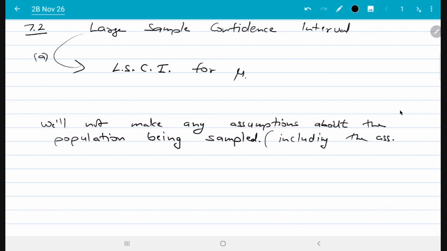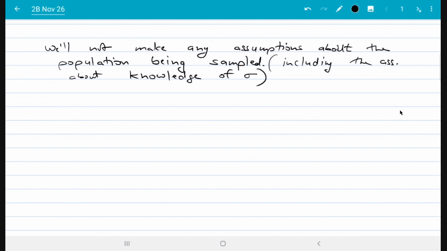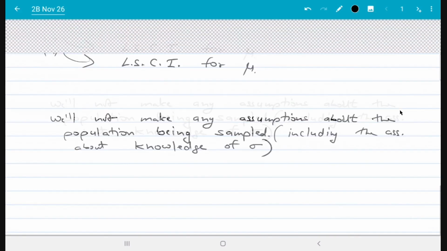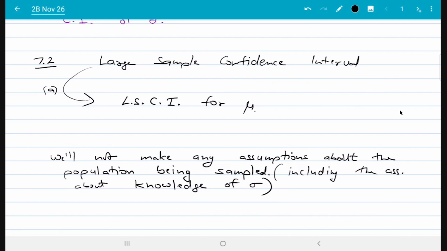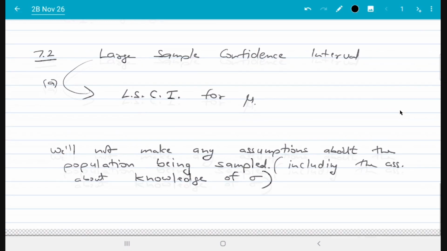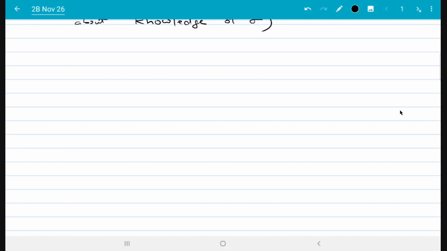Including the assumption about knowledge of standard deviation of the population. These two were the restrictions that we had placed on ourselves in the last section, that the population being sampled is normal and knowledge about standard deviation of the population was available. Now we're relaxing these two. But here, adding one restriction, that the sample being taken is large, with the rule of thumb that n is greater than 30.